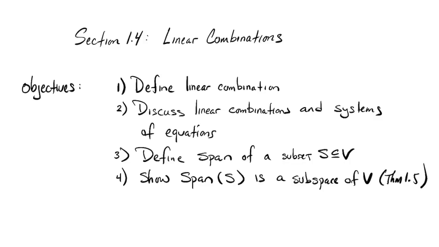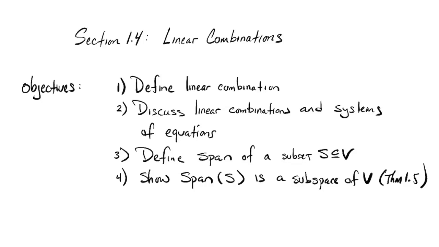In section 1.4, we're going to take a look at some material about linear combinations. So you can see our objectives there. I want to define what a linear combination is. I want to discuss problems about finding whether or not a vector is a linear combination of other vectors and how that leads to a hopefully familiar problem about systems of n equations and m unknowns.